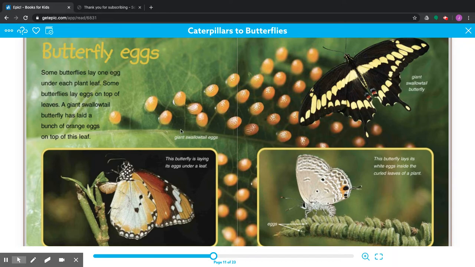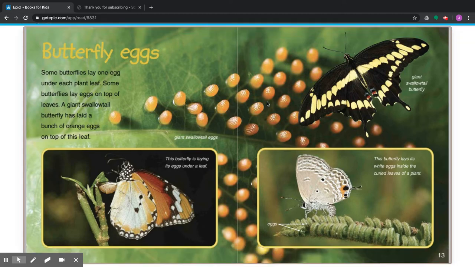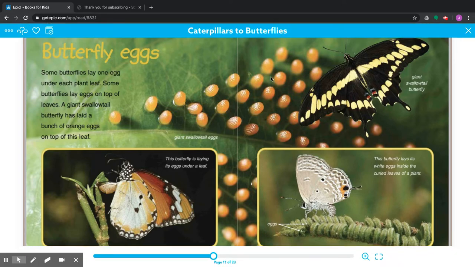So, as you go outside to play or explore, I want you to look at some leaves on trees or different plants and see if you can find any eggs like this underneath or on top of any leaves that you find.